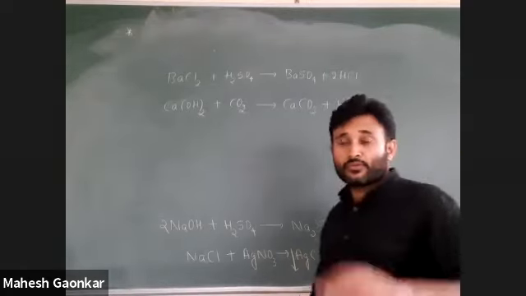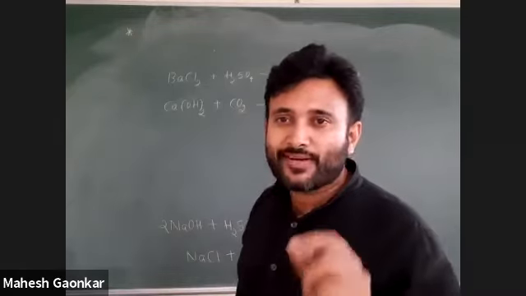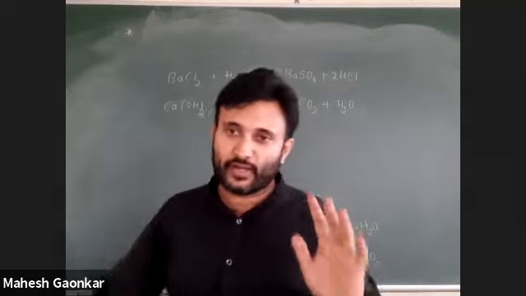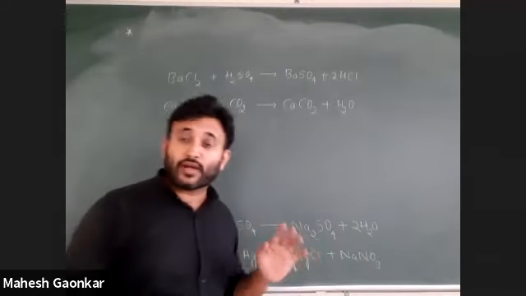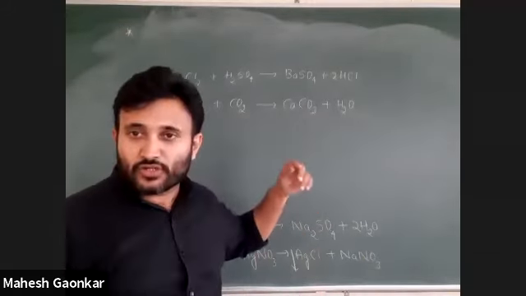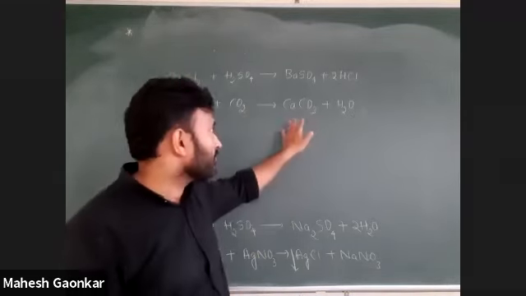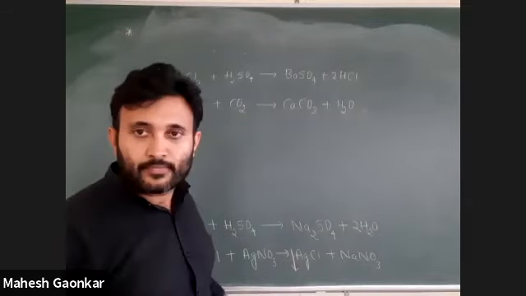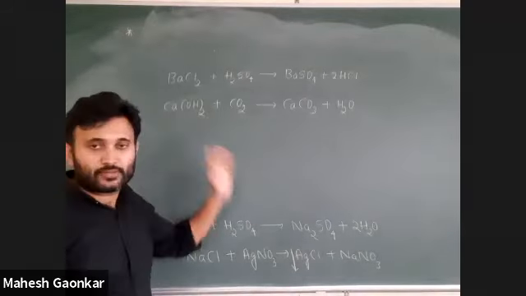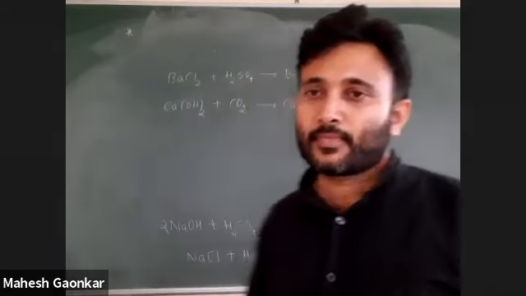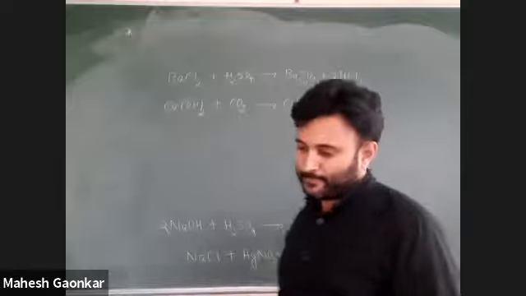I gave you the formula and charges of the radicals, right? In the first class itself, at the beginning, I gave the charge of radicals. Carbonate, its charge is 2 minus. Calcium, its charge is 2 plus. Hence the formula will be CaCO3. And this is Ca(OH)2. This is how we write the reaction. Got it? Yes, sir. Next one.